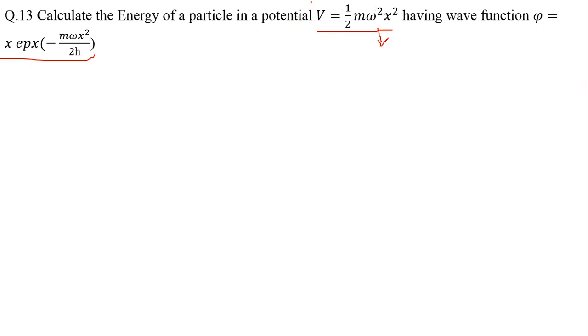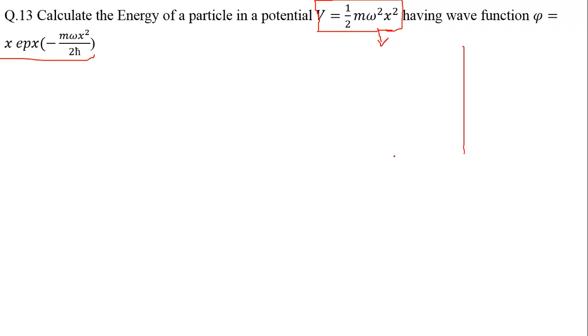So can anyone tell me, by looking at this potential, what this potential is otherwise called? It seems a similar form of potential, is it not? V is equal to half m omega square x square. It has some name. Can anyone tell me the name of this potential? Yes, it is a harmonic oscillator potential.